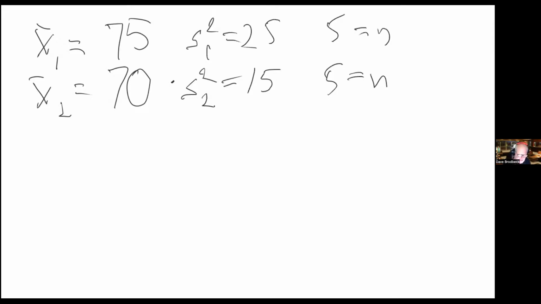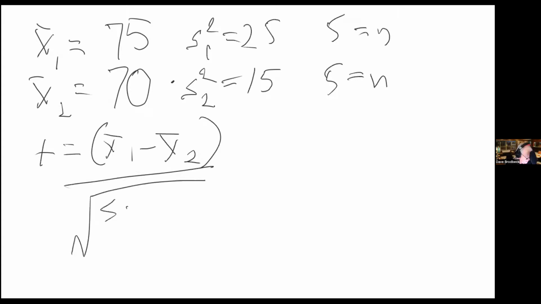All right, so our formula then is t equals x bar 1 minus x bar 2, over the square root of s squared sub 1 over n1 plus s squared sub 2 over n2.